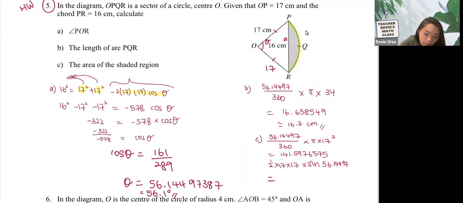This is 119.9999946. So this is the area of your triangle. Then you will take the area of your pizza, your whole sector, 141.59766 minus 119.99999.